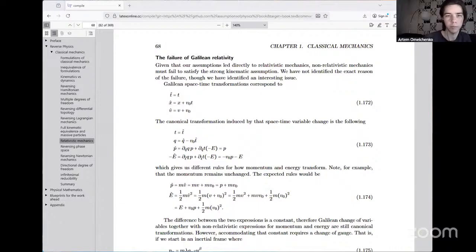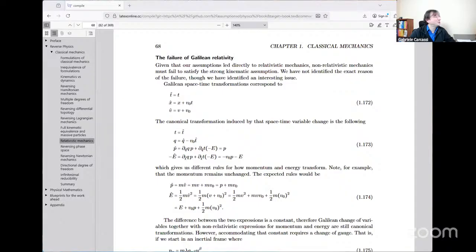Okay, I'll continue. Galilean space-time transformations correspond to, so we leave T the same, the usual stuff. The canonical transformation induced by that space-time variable change is the following. Okay, I can go through it.